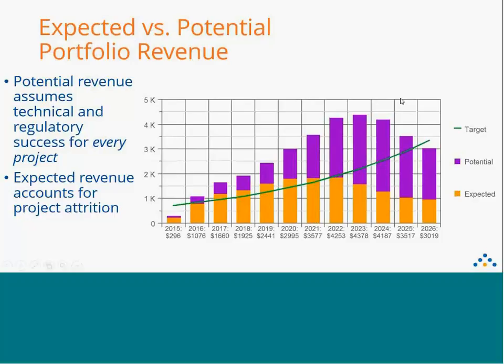And so it's important to compare your revenue target for a franchise, a TA, or the whole portfolio against both potential and expected revenue. Here you can see we have a revenue target that's being met by our expected revenue up until 2023 when it begins to fall short.